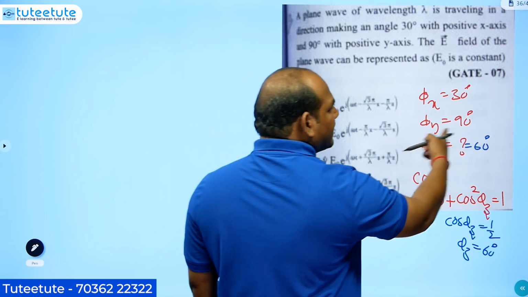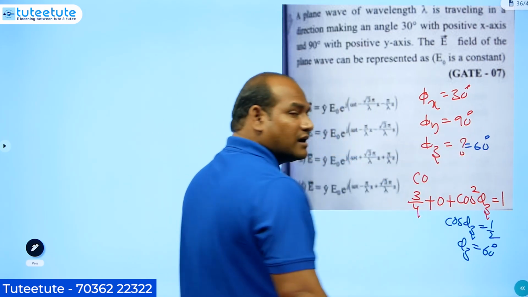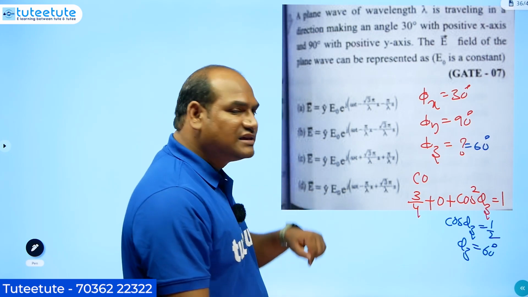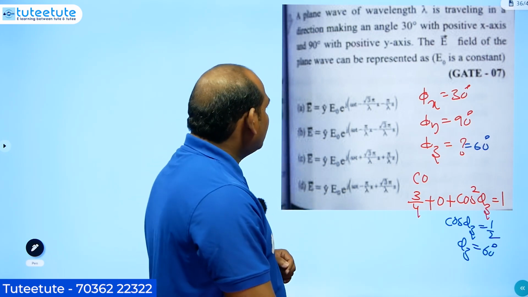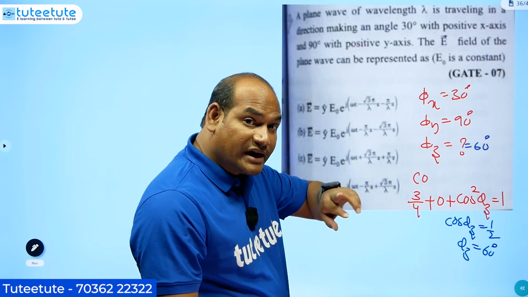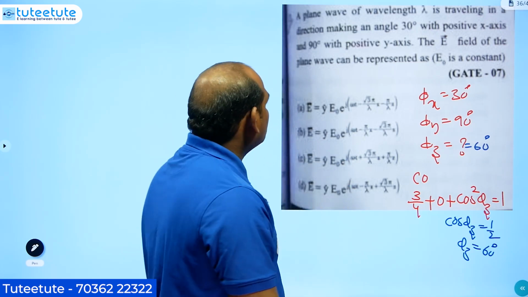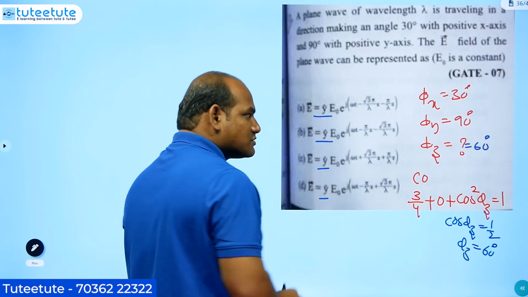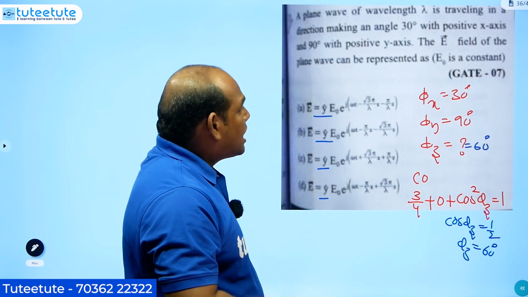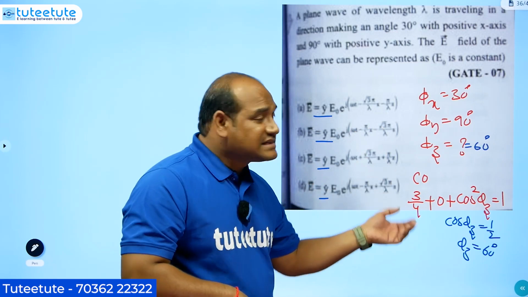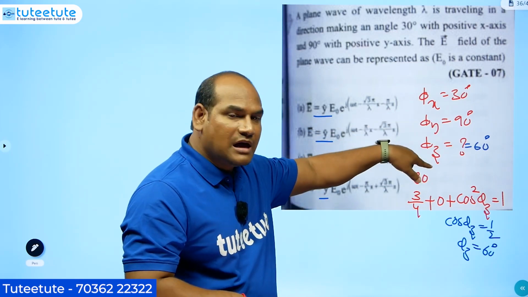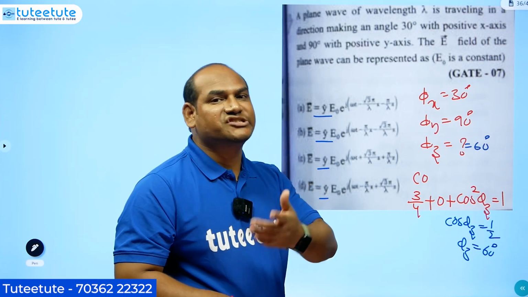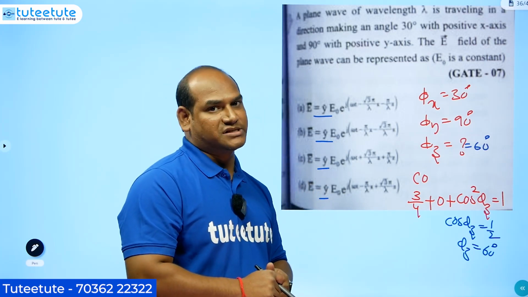When the wave is making 90 degrees with the y-axis, what is the meaning of that? Sorry, the electric field is oriented in the y direction. If you see the options, all the electric fields are y oriented only. So one thing is over. Now in which direction is it traveling? Since it is making angles of 30 and 60 degrees, the wave is traveling in the x direction and z direction. That is what we need to understand.